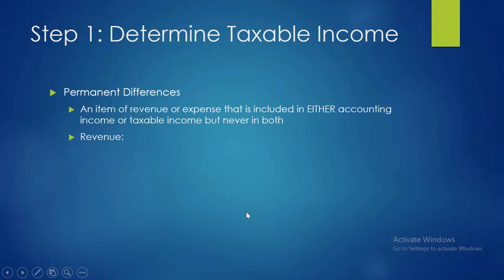Okay, so the first step is you get your net income for accounting purposes, and then we're going to adjust for permanent differences. A permanent difference is an item of revenue or expense that you include in either accounting income or taxable income, but you never include it in both. So it's something that's allowed to be recorded in revenue for IFRS and ASPE, but the Income Tax Act says these are not allowed to be recorded.